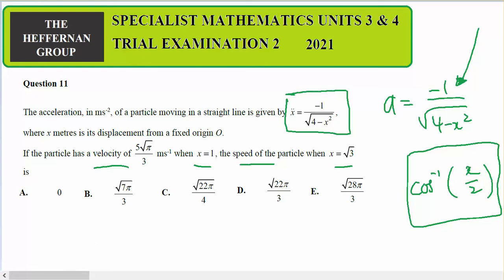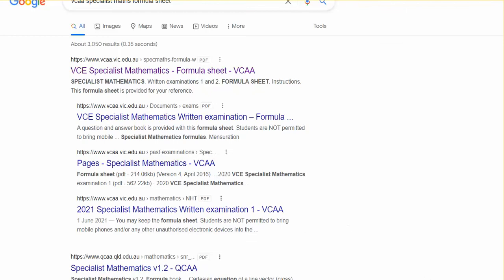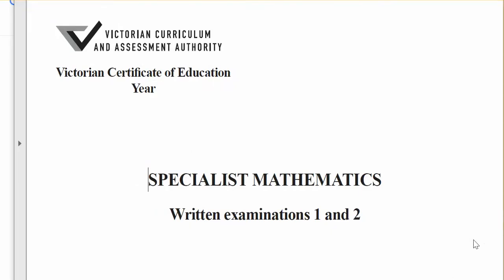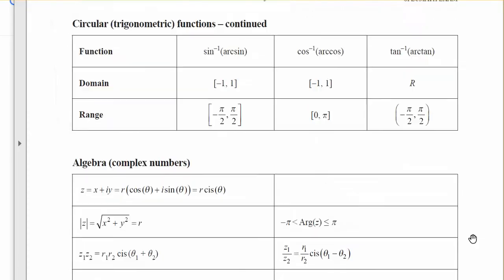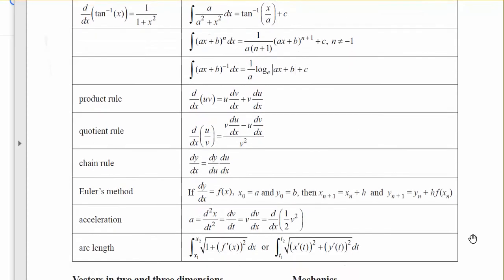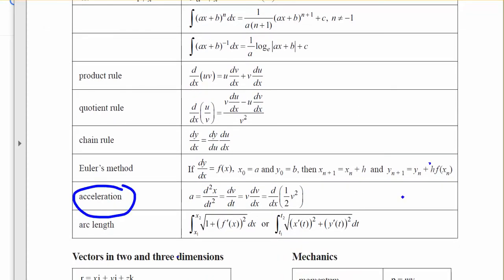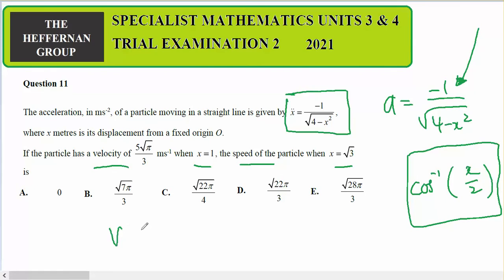So if I open up my formula sheet, and if I go down to calculus, I have different expressions for acceleration, and I'm going to choose either this one, because it's got v's and x's, or this one. I'm going to choose this one and use the separation of variables formula. So I'm going to have v dv dx instead of a equals -1 on top of the square root of 4 minus x squared. So that's the decision I made.